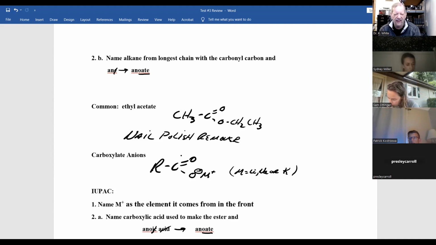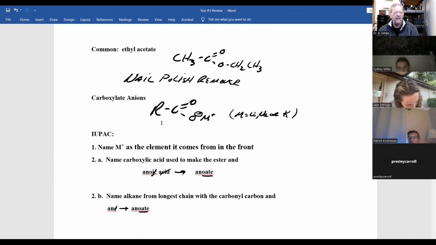Ethyl acetate used to be the most dominant one because it smelled better and it felt nicer if you had a little cuticle or cut on your finger, but it wouldn't remove those types of coatings. So now if you go to the store, most of them are acetone.